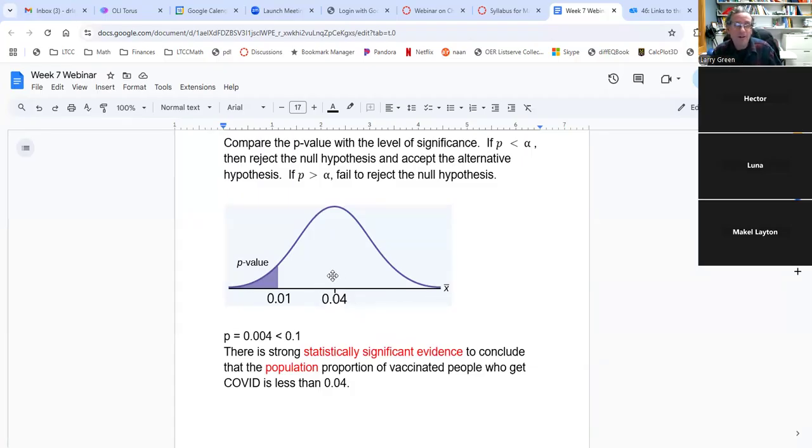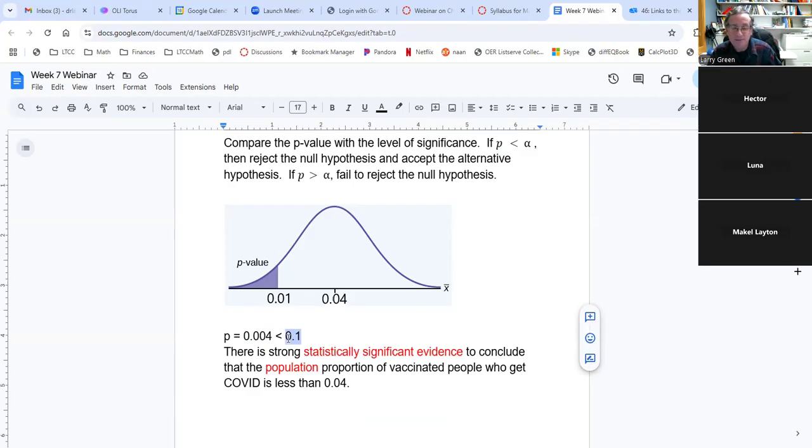Okay, 0.04, that was the percentage of people who got COVID when they weren't vaccinated. It turned out only 1% of the people who were vaccinated got COVID in the experiment. The p-value is the area. In this case, since we have a less than, that's called a left-tailed test. It's the area under the curve in that area. Okay? And they used a computer, and they found that area was 0.004, which is actually very small. Okay, that is less than 0.1.